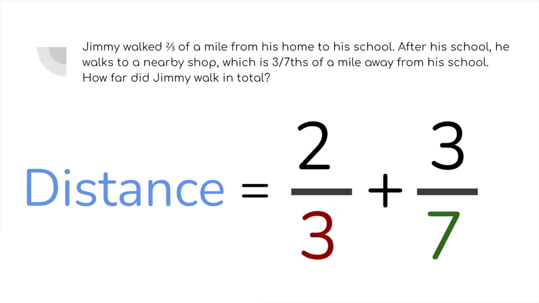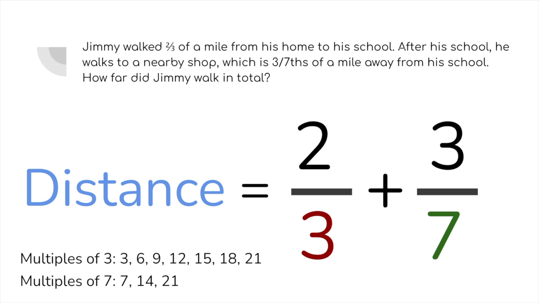Let's use what we know to solve this equation. First, we find the lowest common multiple. The multiples of 3 are 3, 6, 9, 12, 15, 18, and 21. And the multiples of 7 are 7, 14, and 21. Our matching multiple is 21.